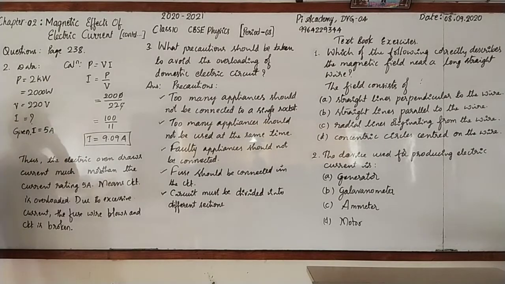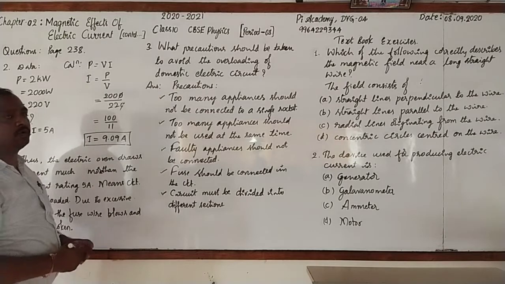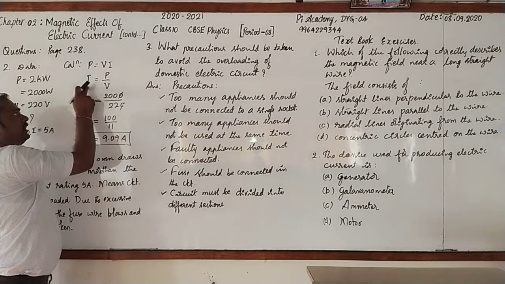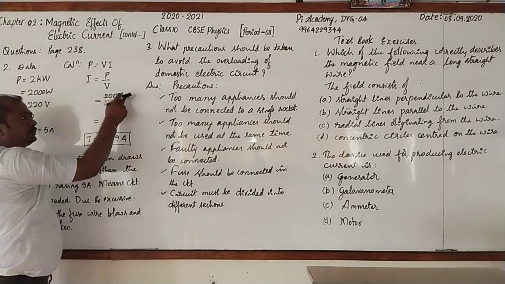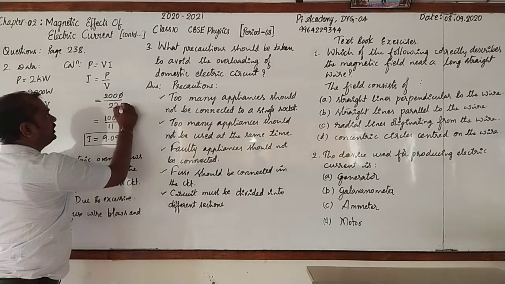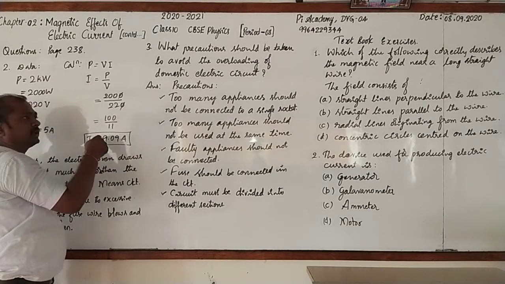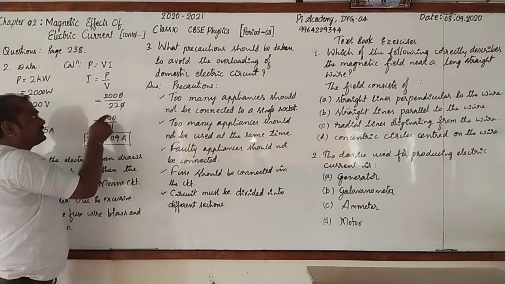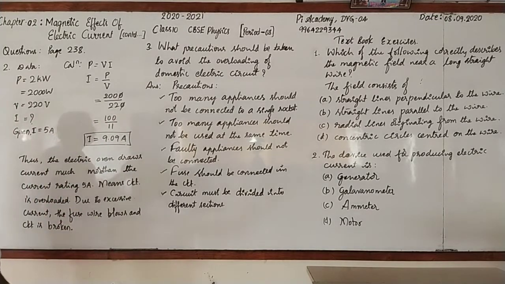I is a question mark. Dear students, we also know the relationship among power, voltage and current. That is, P is equal to V into I. As we need I, it has to be solved: I is equal to P by V. P is 2000 watt and V is 220 volt. Here the 10s get cancelled. Then 200 by 22. Both are even. Cancel them by 2. 100 by 11. Divide 100 by 11, you will get 9.09.